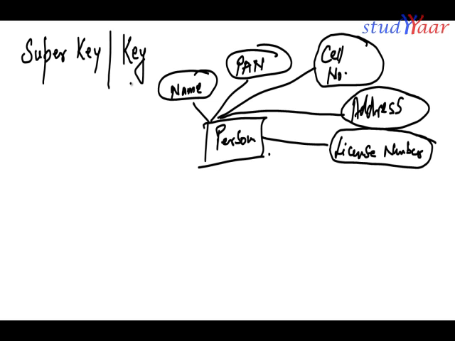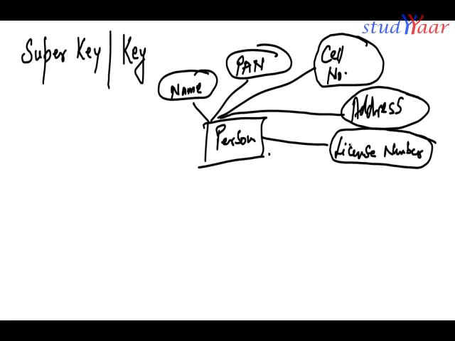Okay, now we will understand the concept of keys, also called super keys. We have an entity type called person, which has attributes like name, a PAN number. PAN number is a unique number which is assigned to every person in India who pays tax. Cell phone number, we have an address, and we have a license number of this person.